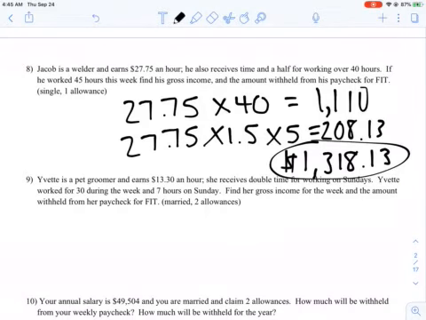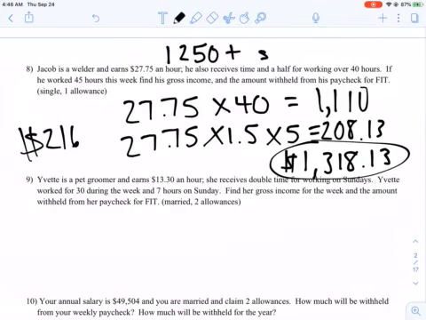He's single, and he has 1 allowance. Now you're going to notice that the chart doesn't go to his amount. So once we get to a certain amount, everything above that is just all the same. So this one was kind of a tough one. So he has one allowance, so he's going to have 216. So like I said, once you get above that 1,250, it's just going to be the same. Okay.